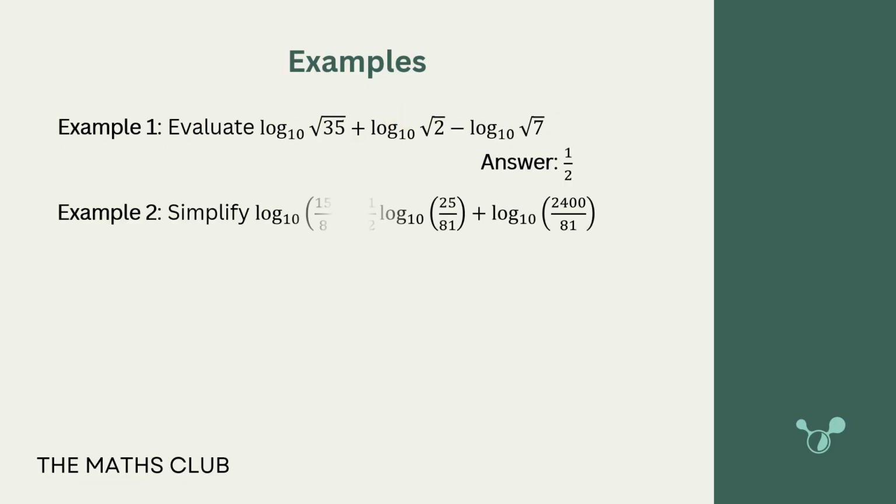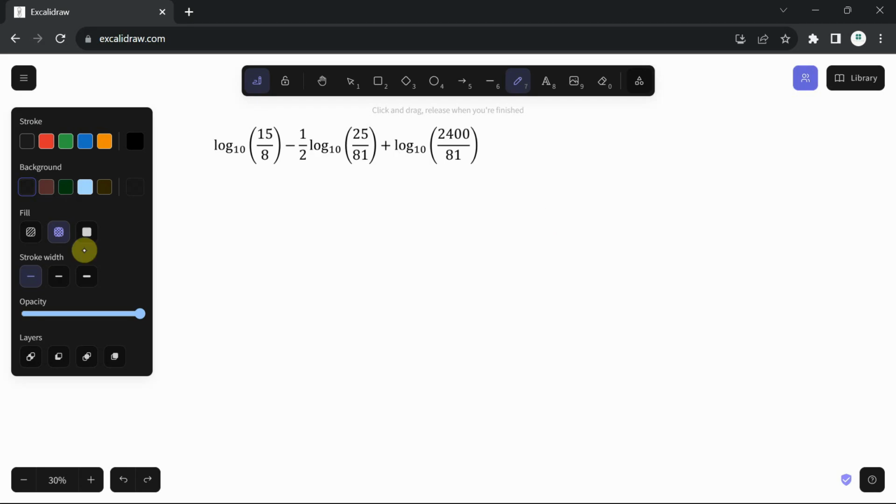Great. Now this next question says we should simplify log 15 over 8 base 10 minus half log 25 over 81 base 10 plus log 400 divided by 81 base 10. So we know something. First things first, this is the only one that has a value before the log, and they are all in the same base.